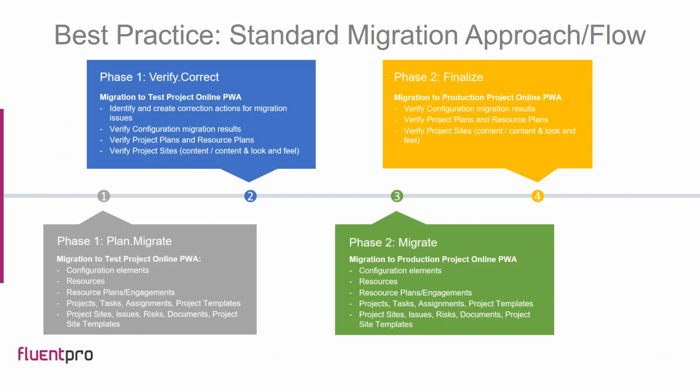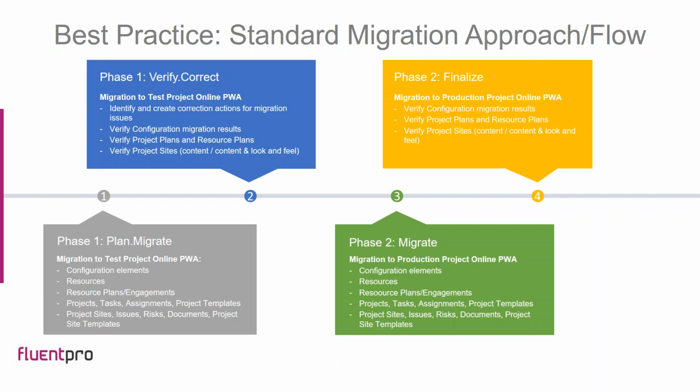So this is a recommended migration approach or flow that we also use as the best practice in our migration processes, and this approach is divided into several phases. First of them is test migration, when you do the planning and you migrate the data from the source environment to Project Online. Another part of phase 1 is verification of migrated data and correcting the issues.